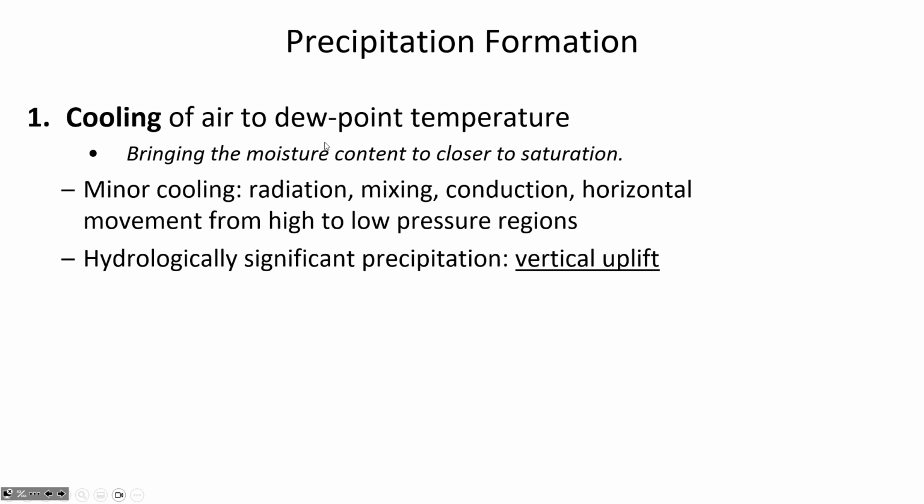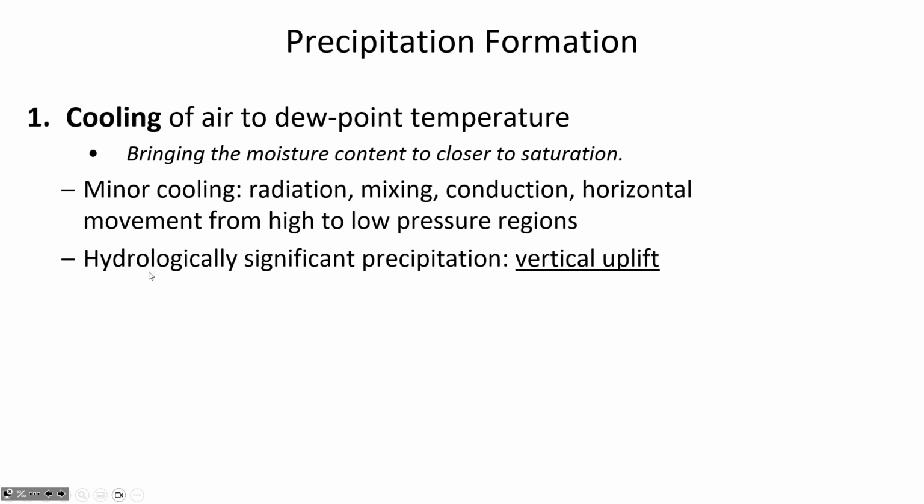Now, there are some phenomena that cause minor amounts of cooling, like air can radiate its energy outward. There can be mixing with warm air and cool air that causes the air to cool off, or conducting heat from the air to something like a building. So heat can flow from the air to other things, but most of the cooling that causes storms, so hydrologically significant means the cooling that's likely to cause precipitation, is when air is lifted up.